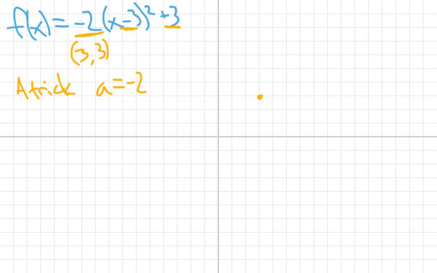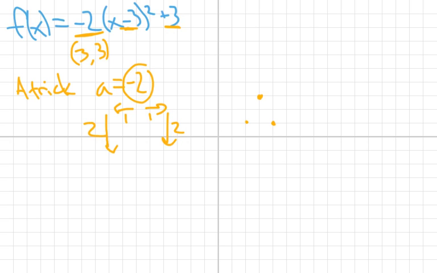So what that means is that as I go over left or right 1 unit, I'm going to go down 2 units, because A is -2. If it was +2, I'd go up, but it's -2. So that gives me these points right here. Okay? Now, let's say I also want to find the y-intercept.